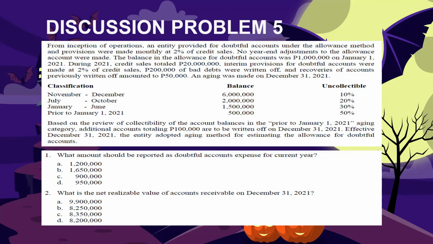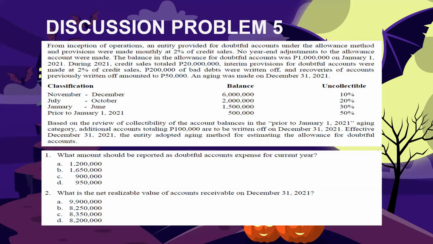The balance in the allowance for doubtful accounts was 1 million pesos on January 1. So this is the beginning balance. During 2021, credit sales totaled 20 million. Interim provisions for doubtful accounts were made at 2% of credit sales. 200,000 of bad debts were written off, and recoveries of accounts written off amounted to 50,000 pesos. An aging was made on December 31, 2021. So, meron nang aging, no?